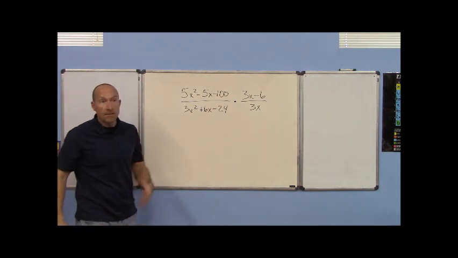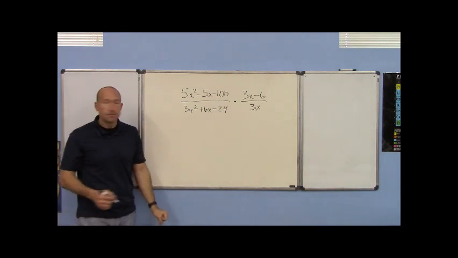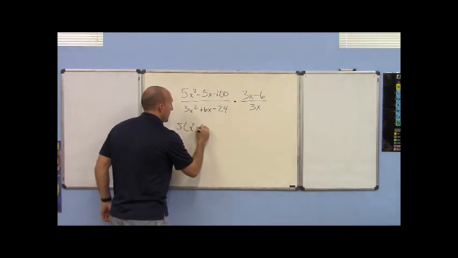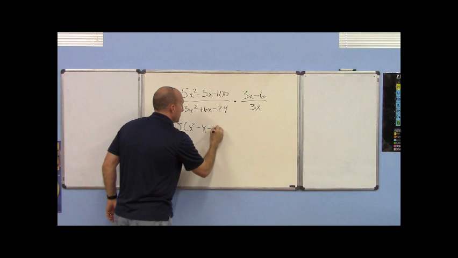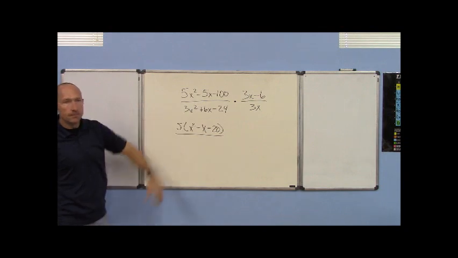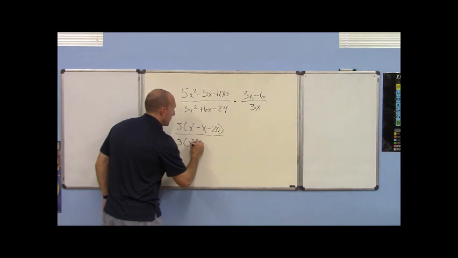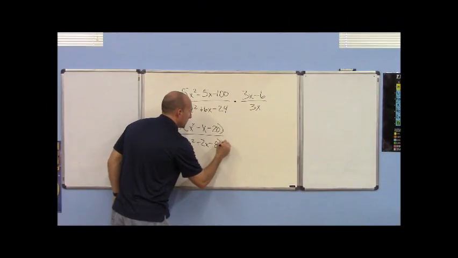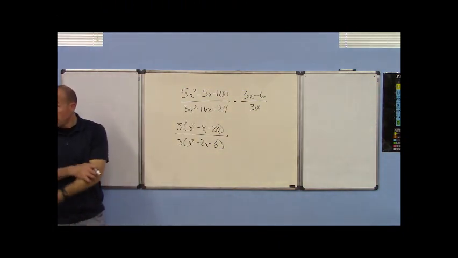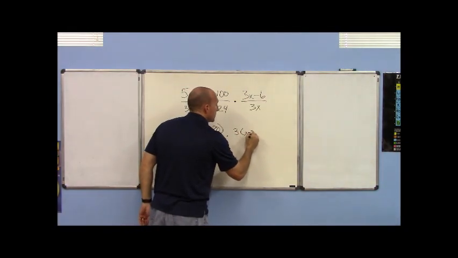This top one, what do you think at first glance can we factor out of there, or at least rename it? 5. Everybody see that? Okay, so we're going to have 5 times x squared minus x minus 20. Okay, let's keep everything consistent. So what about this one? 3. 3, absolutely. So we're going to pull out a 3, and it's going to be x squared plus 2x minus 8. What about this one up here? 3. Very good. We can actually pull a 3 out of this. 3, and it's x minus 2.